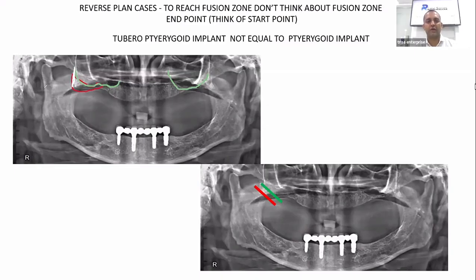If you think that you can randomly take any start point, there is a possibility you will end up outside, and this is the mistake people commonly make. How many of you make this mistake of not determining the start point correctly, which is important, and then reaching the end point?